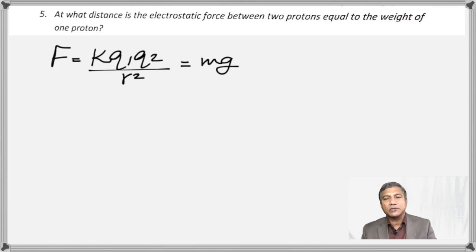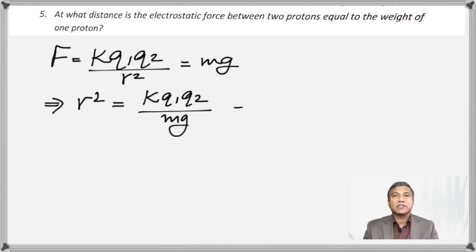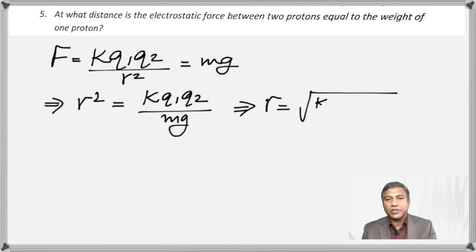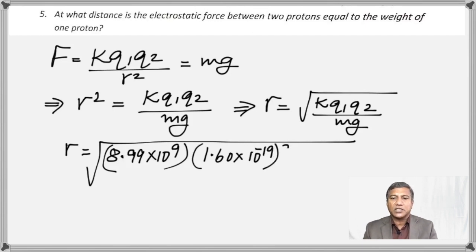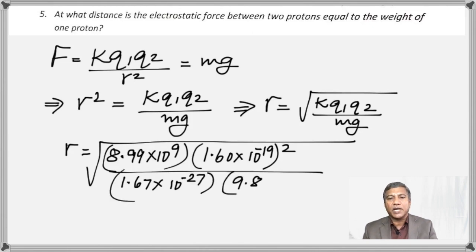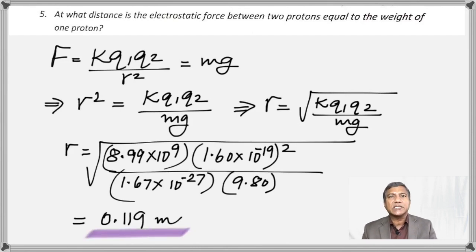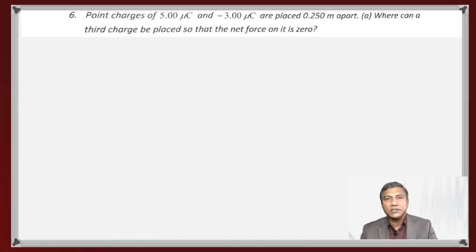And what is Q1 and Q2? Both are the charges of a proton. So we know the charge of a proton is the same as the charge of an electron. And we got to find the distance. So I'm making R the subject. And then you plug in the value of the constant. Q1 is the charge of a proton. Q2 is the same, so you can just square it. Divided by the mass of a proton, which will be given. It's 1.67 times 10 to the negative 27 kilogram times 9.8. You solve that and you get 0.119 meter.